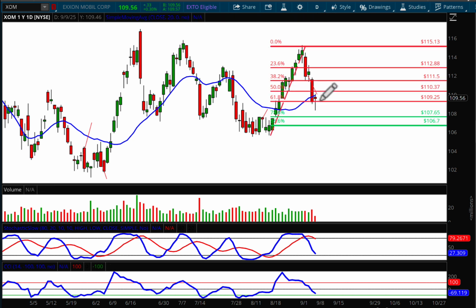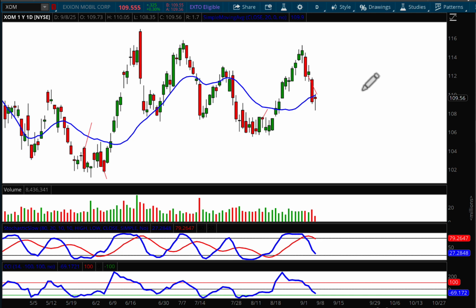It's not quite there yet, but we have a hammer candle, which is extremely bullish. You're waiting for the pivot off of that 61.8% Fibonacci retracement level, at which time once you get the pivot, you're now going to get into that new bullish position.